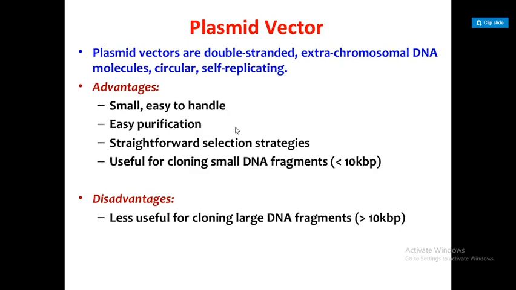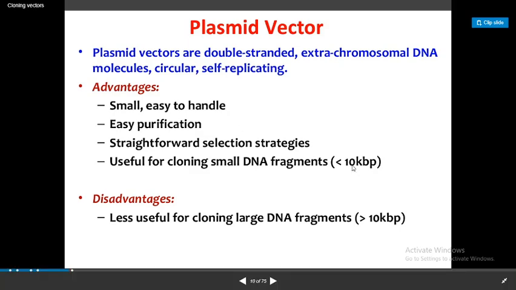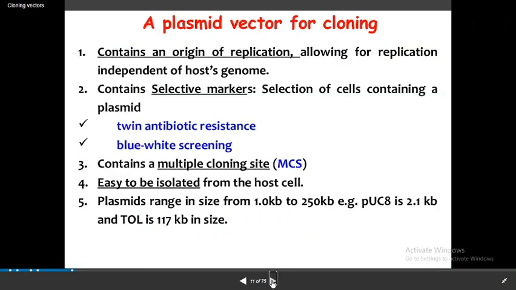What are the advantages? It is very easy to handle and purify. You can produce more clones, but only small fragments, less than 10 kb, that means kilo base pairs. Only very small fragments can be produced through plasmid vectors. What is the disadvantage then? They are less useful for cloning large DNA fragments, as I have already told; only small DNA fragments can be obtained.